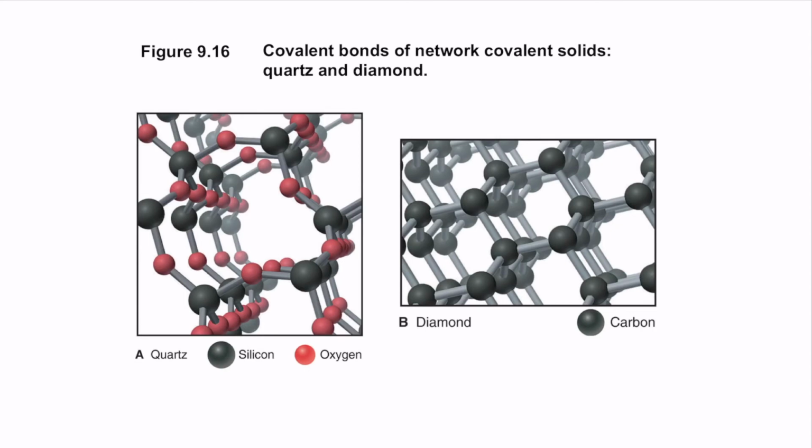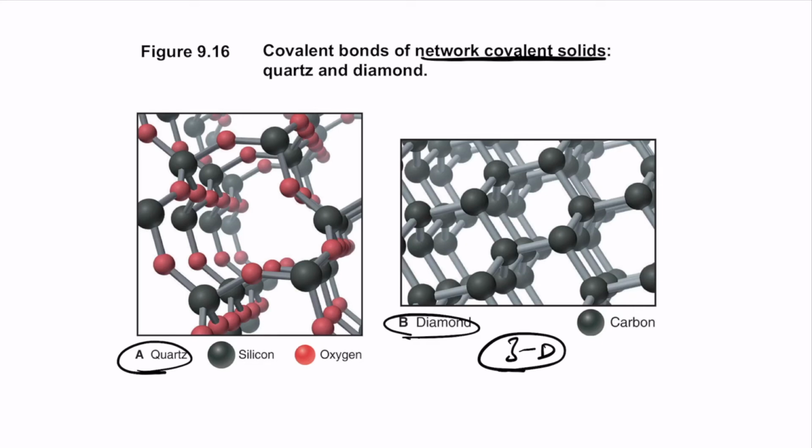This is the covalent structure of network covalent solids. Network covalent solids are solids that have a network structure, which results in the formation of a stronger material. The two examples that we see here are quartz and diamond. Quartz generally has a layered structure, so it's much less strong. But diamond has a three-dimensional hexagonal structure, and because of that, it's much stronger.